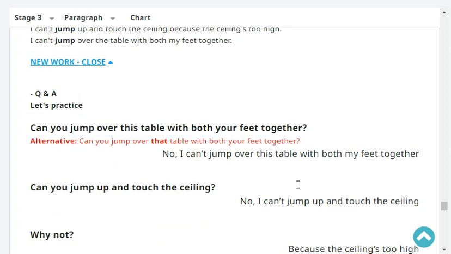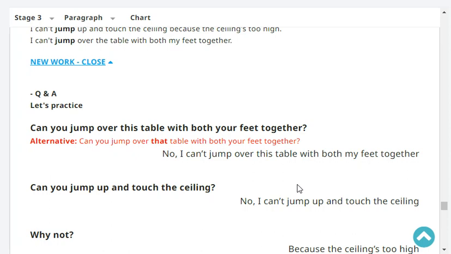Okay, let's practice. Can you jump over this table with both your feet together? No, I can't jump over the table with both my feet together. Very good.